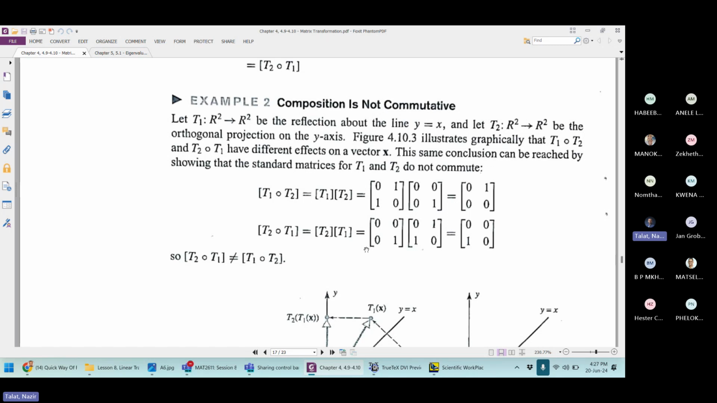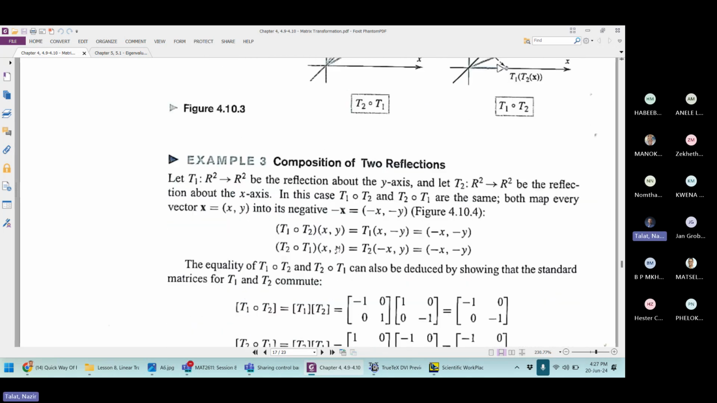Here you can see that T1 has a standard matrix, the first one, and T2 has a standard matrix, the second one. If you multiply, then T1∘T2 is [0 1; 0 0], and for T2∘T1, where T2 comes first and T1 comes second, the product gives us [0 0; 1 0]. So notice that T1∘T2 is not the same as T2∘T1.